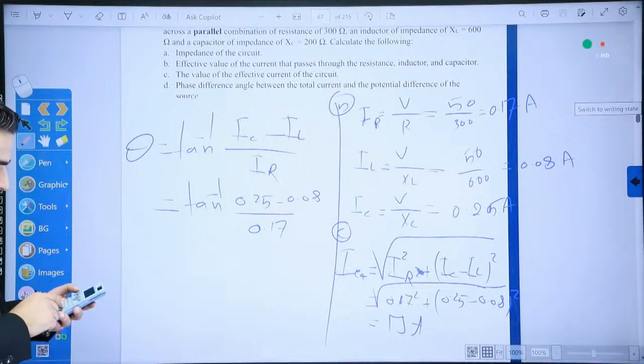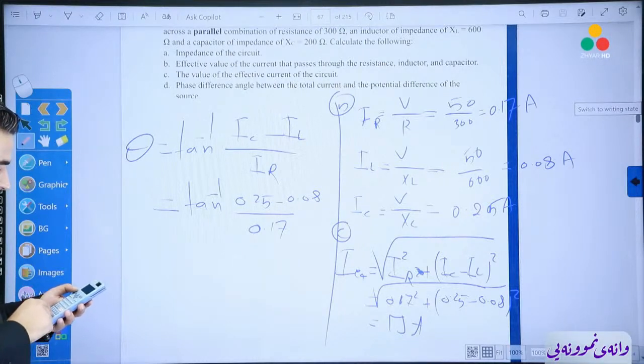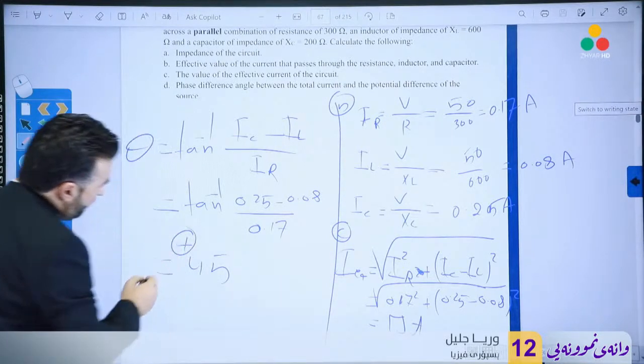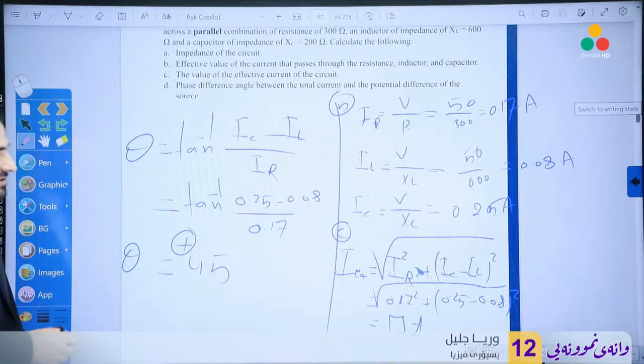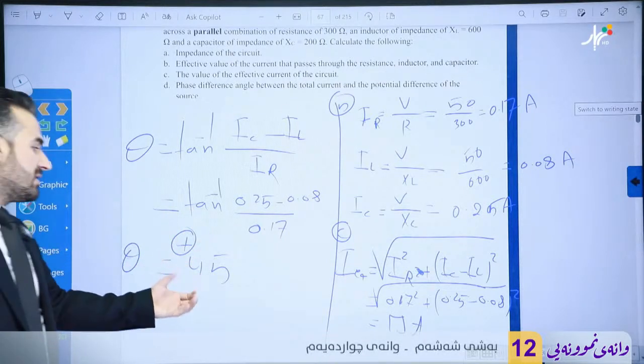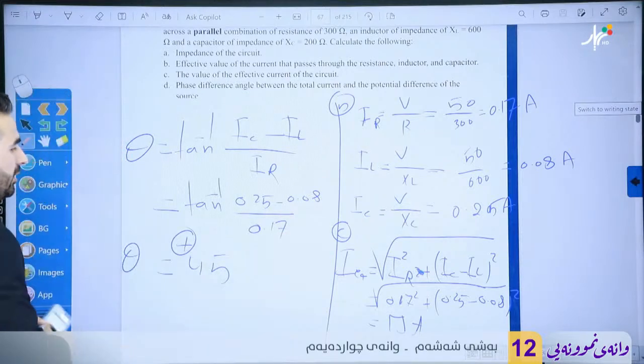Let's just find the answer. That is tan inverse of 0.25 minus 0.08, and then divided by 0.17, and then now you can close the bracket and press equal. The angle is going to be 45, and of course you can see that it's positive 45. What does it mean, positive 45? That means, remember, we said in a parallel circuit, if the angle is positive, that means the current is leading the voltage by 45 degrees here.